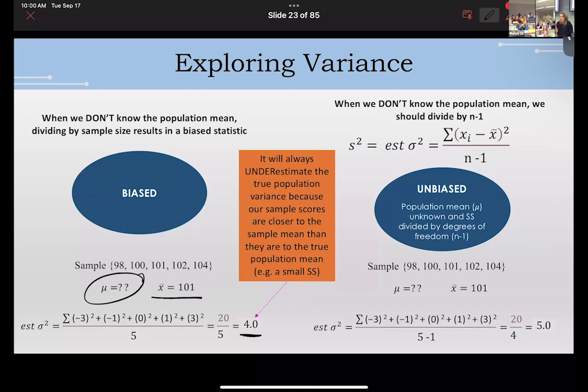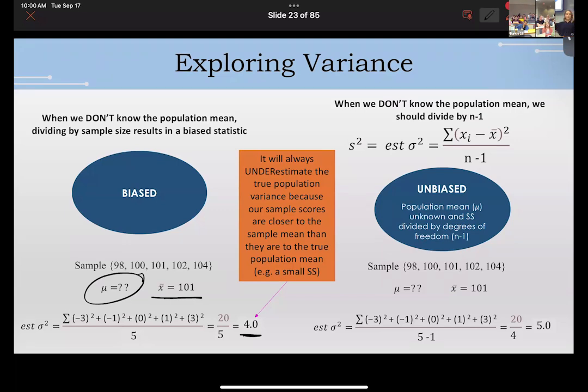our sample scores are artificially closer to their own sample mean than they are to the population mean. To account for the fact that we're artificially minimizing those deviation units more than they ever really would be in real life, we divide by N-1, and we get a more realistic view of the standard deviation.